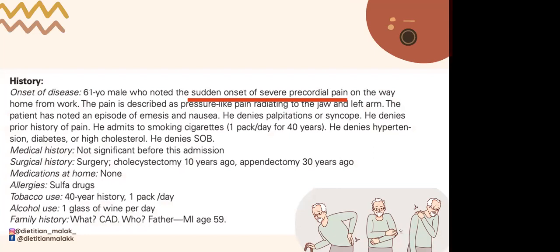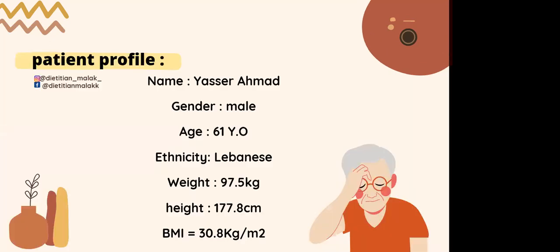This is a typical case study. You take the history of the patient, what happened with them, the lab values, what the medical doctor has perceived, and the 24-hour dietary recall, which is what the dietitian's main role centers around. I have summarized it all here, so we don't have to go through all of the paragraph that you've seen before. Our patient's name is Yasir Ahmed. He is a 61-year-old male from Lebanon. This is his weight, this is his height.